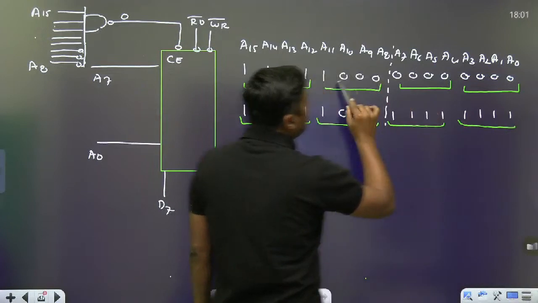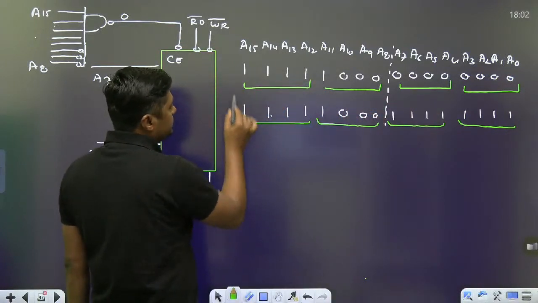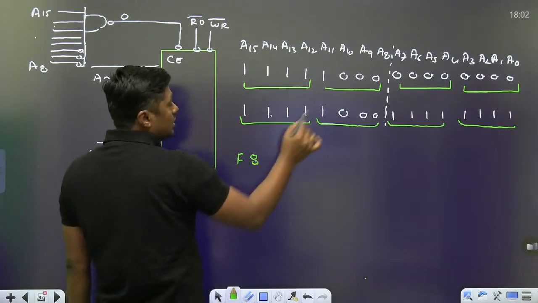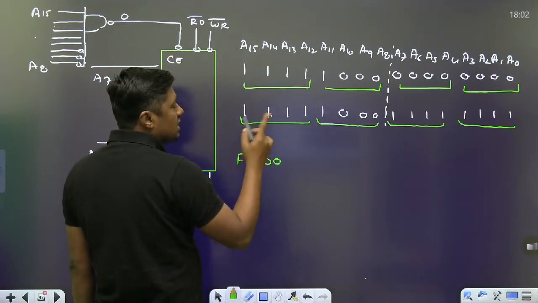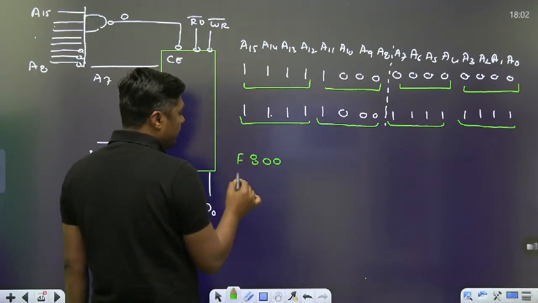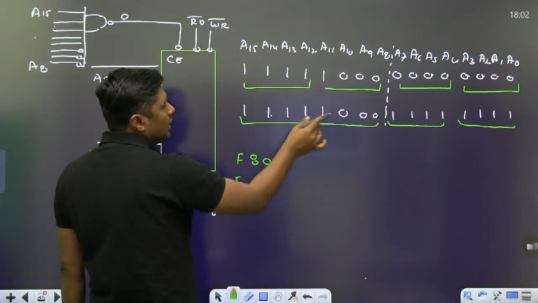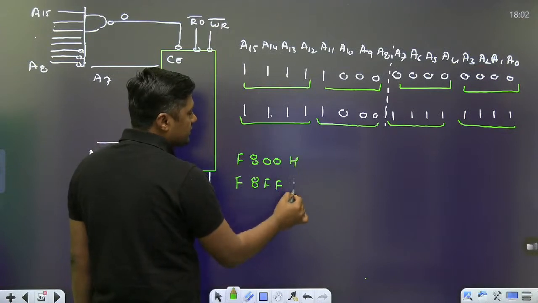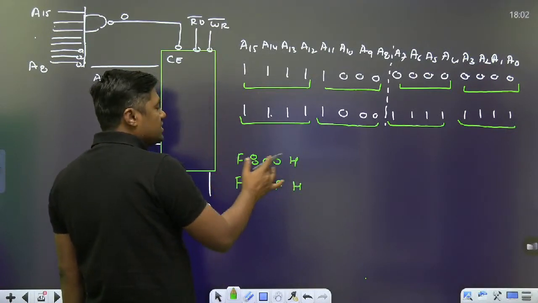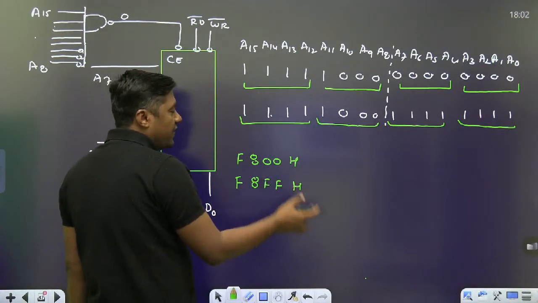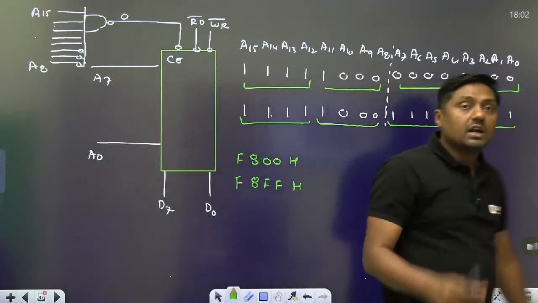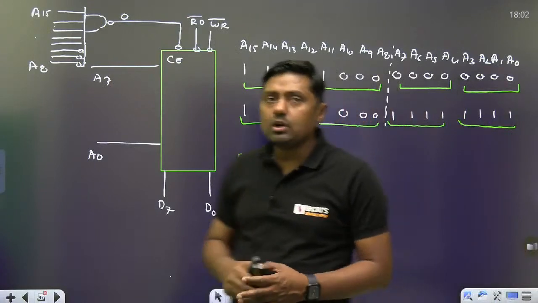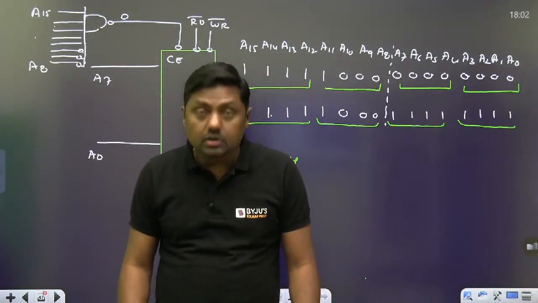So what is the lowest range? This is the F, this is 800. And what is the last range? F8FFH. F800H to F8FFH. That is called the range from lower address range to higher address range. So they will ask what is the range of this particular memory.